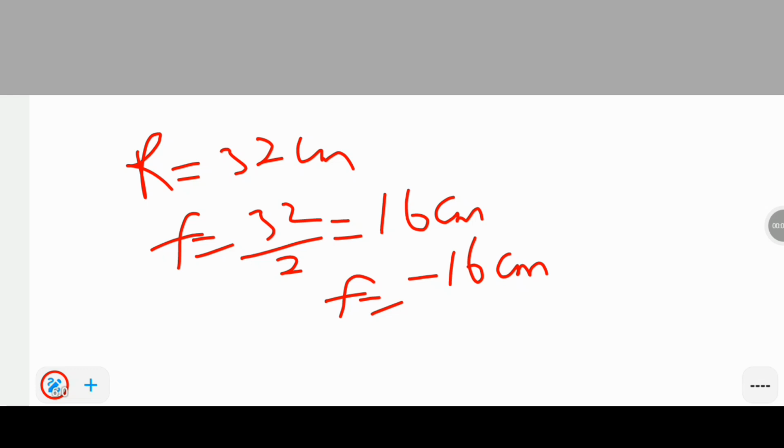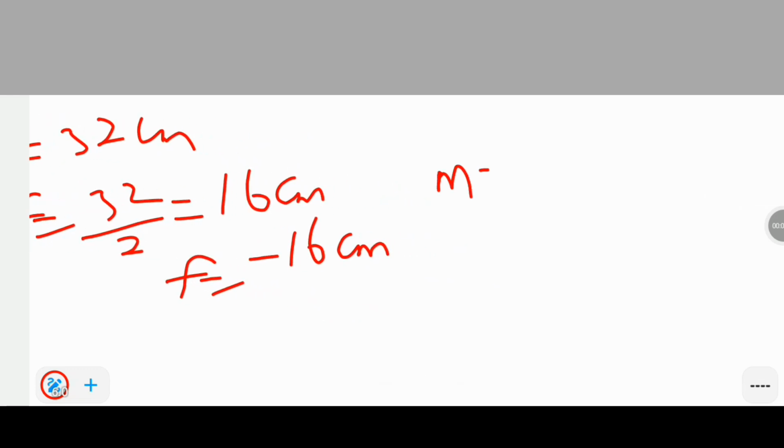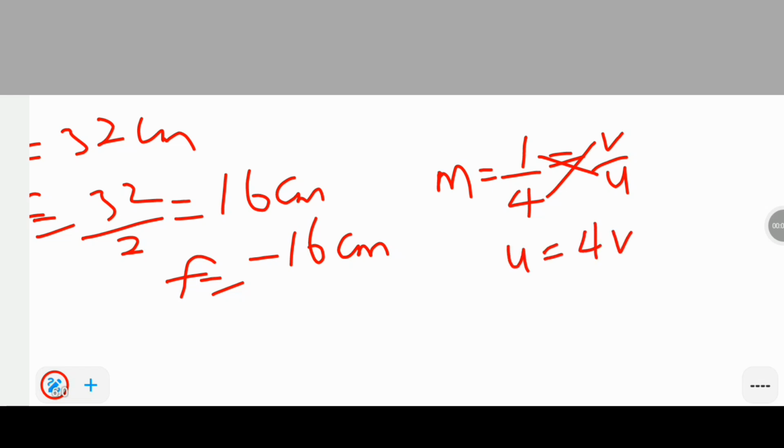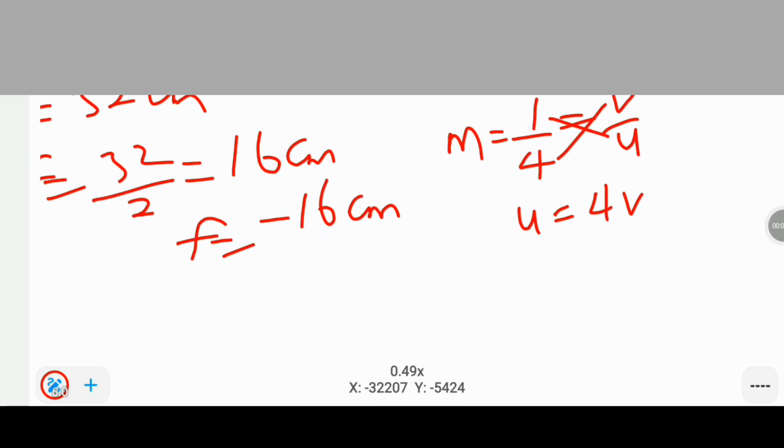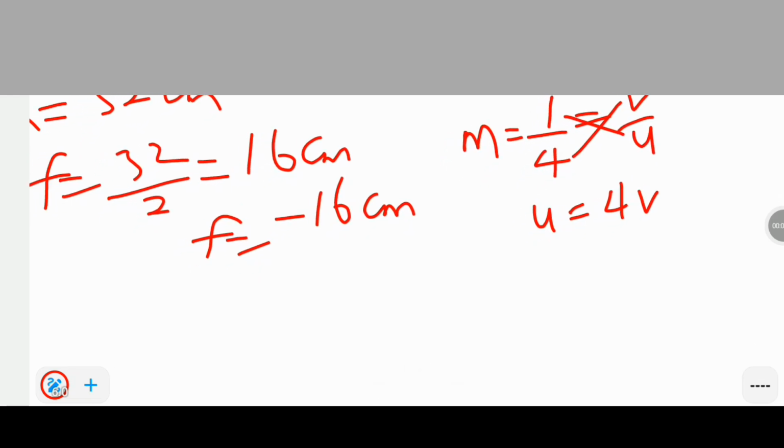Then the next thing to note is that the multiplication is 1 over 4. So M is 1 over 4. And M is the same thing as V over U. So if you cross multiply like this, you see that your U is equals to 4V. So U is 4V. So from here, you can easily substitute into the mirror formula to find for V. Let's substitute for U. So F is UV over U plus V from the mirror formula.